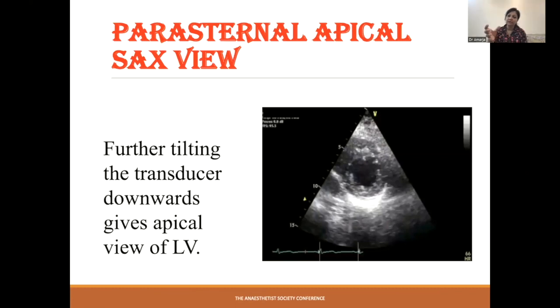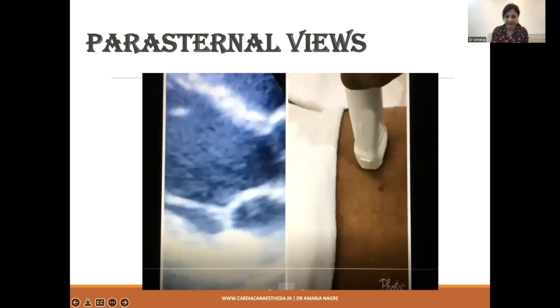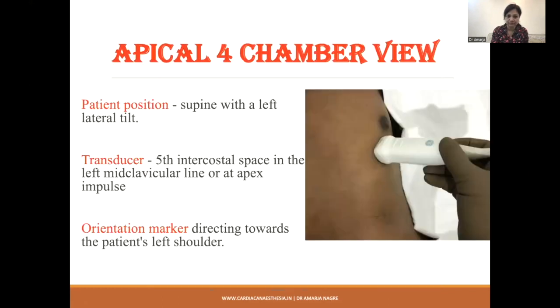You just further tilt the probe and you now get the apex of the LV. So this is the apex of the LV. Similarly, regional wall motion abnormalities can be detected in this as well. Now, this was all about the P-lax and P-sax views. Parasternal short axis is called the P-sax view. So we are now well acquainted with the P-lax and P-sax views.